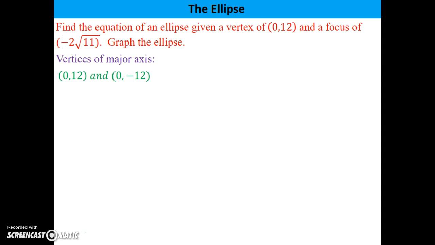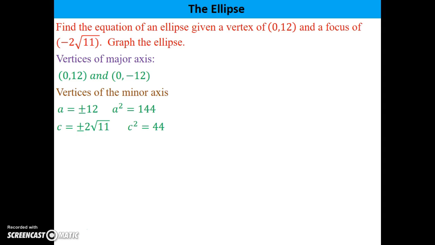That tells us that the x-coordinate of our center is 0, and our axis goes up 12 and down 12. The vertices of the minor axis we're going to actually find from the value of B, and so we know we went a distance of A up and a distance of A down, so A squared is 144. They give us the coordinate of a focus, which is 0, -2 square roots of 11. And so we're going to square that. That's going to give us C squared. And that's how we're going to actually find the value of B.